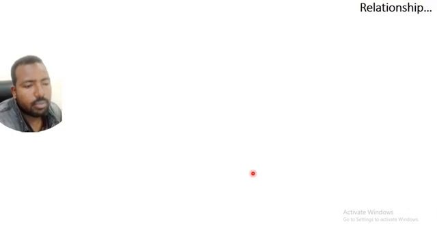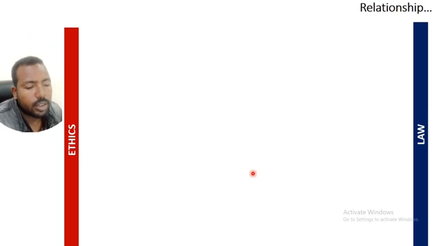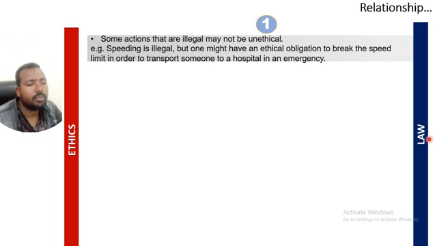Let us see. Ethics and law. So what is the relationship? What is the interplay? Number one, some actions that are illegal may not be unethical. Those actions that we humans perform that are illegal may not be unethical.